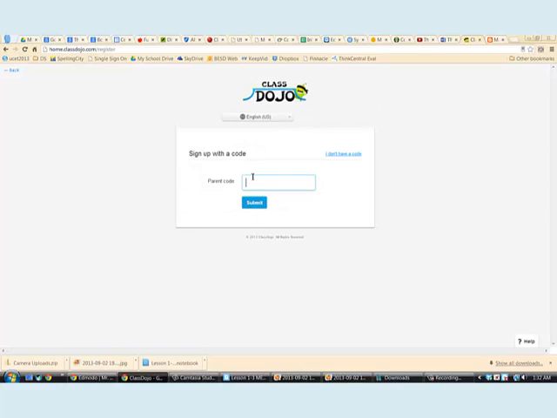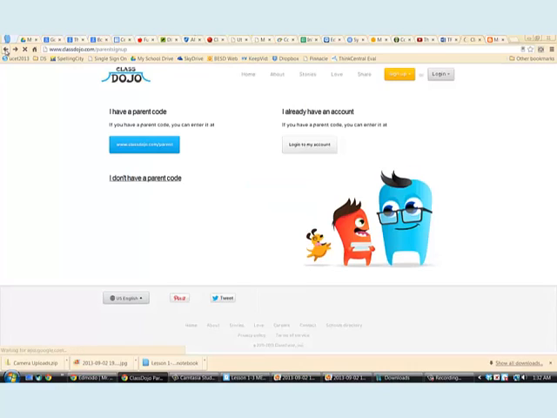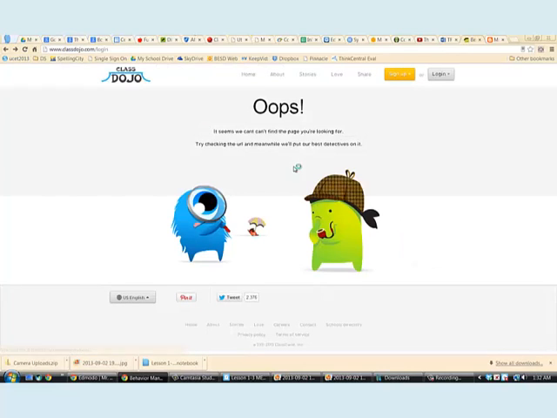And so you can actually use the parent code, which should be on the back side of the paper I sent home with the students. So the student code is on one side, the parent code is on the other. And this is just a fun way for the kids to keep track of it. And for me, I automatically can download these. So let me show you kind of how I get in there.